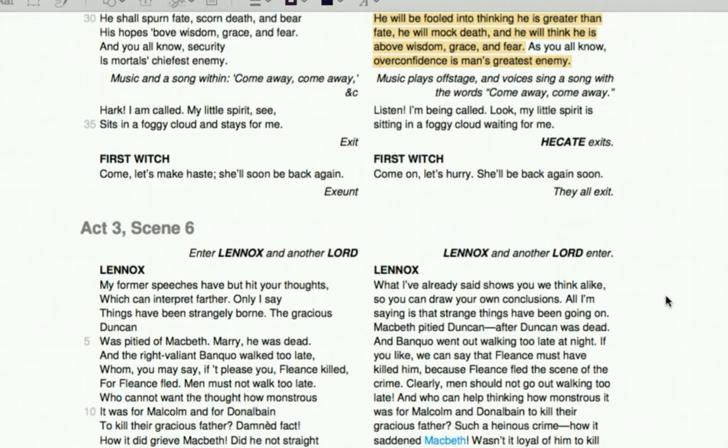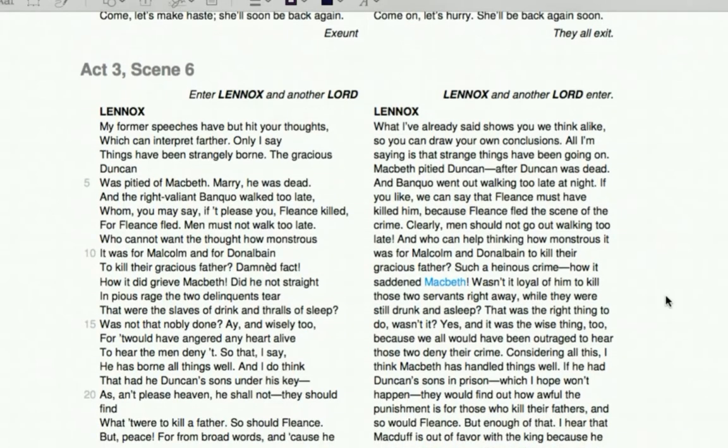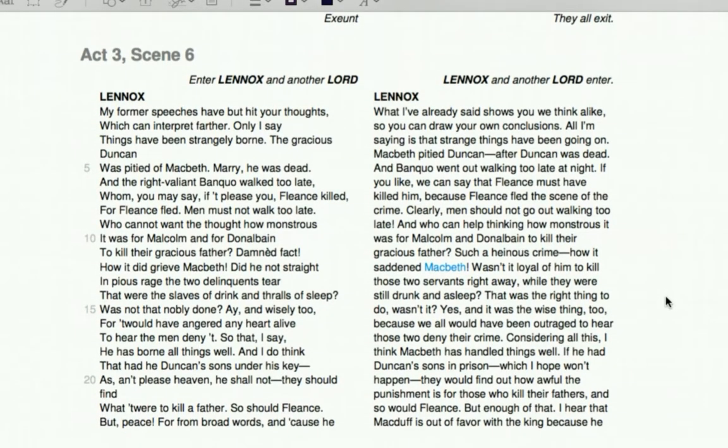So quickly then we move into scene 6, where we have Lennox speaking to another lord, and here we already know that Macbeth is the new king. But they're going to be talking about him in secret. And so I want you to think about this idea of totalitarian dictatorship, if you will. And think back to what we learned when we were talking about censorship, and even when we were talking about night.